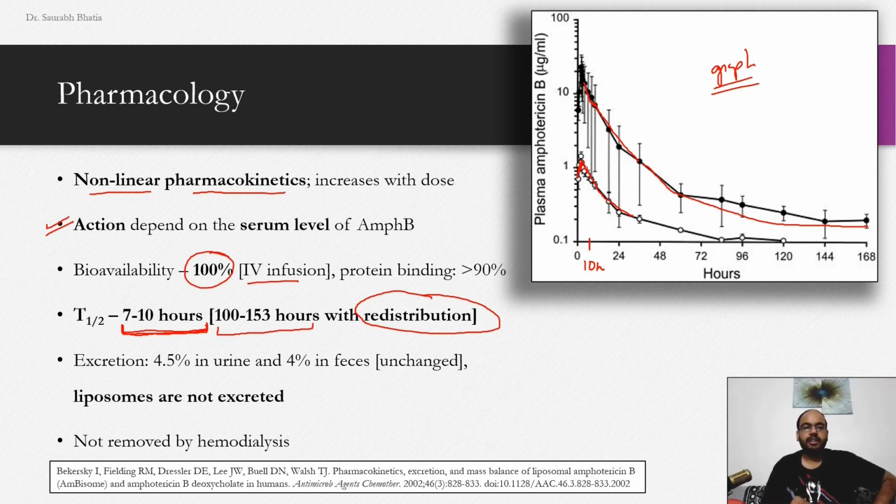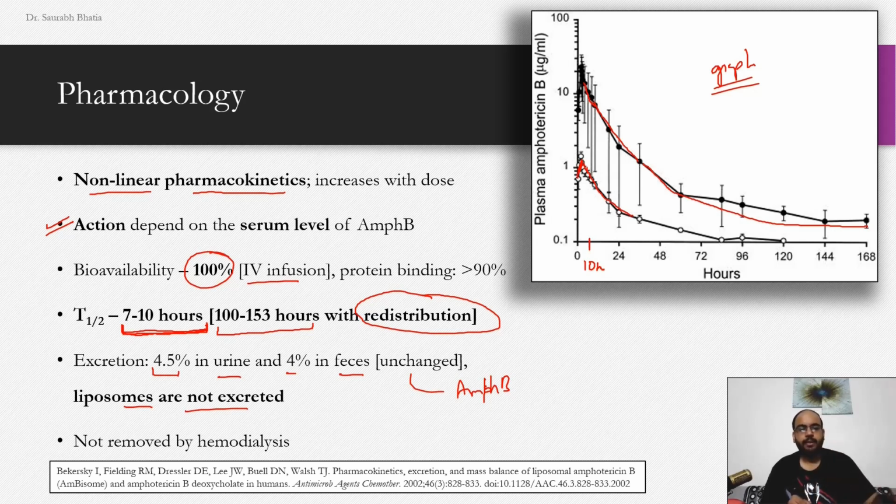Now, excretion is seen in 4.5% in urine and 4% in feces, and this is unchanged amphotericin B. I'm talking about amphotericin B because liposomes are not excreted. The liposomes dissolve out and release amphotericin B at the site of action. So intact liposomes are not seen in urine or feces. We see degraded or unchanged amphotericin B, and the unchanged one is measured in the studies, which is 4.5% in urine and 4% in feces.